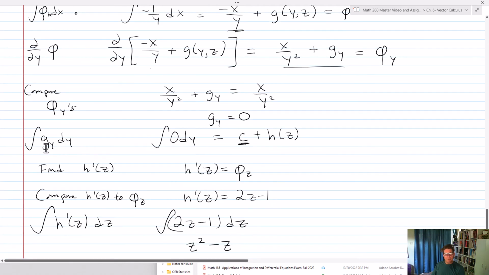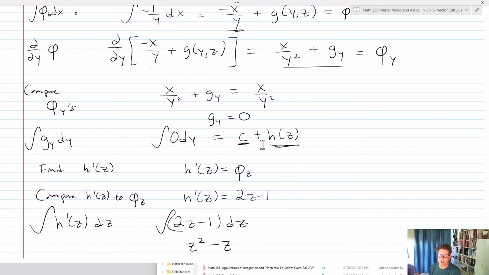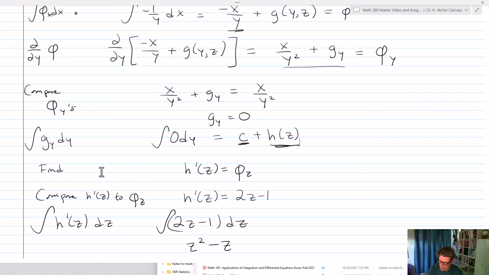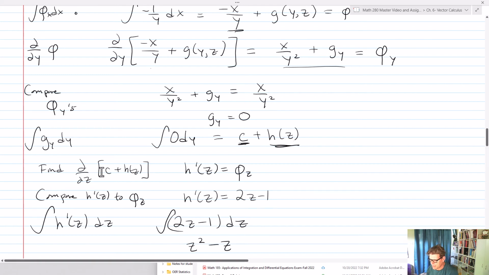Then I take the integral with respect to y of my g of y, so that's the integral of 0 dy, and that gave me a constant. Plus, don't forget, you're going to have a function of just z in there. That function of just z is important because we're going to need to retrieve it too. We take the derivative of the whole thing with respect to z, of c plus h of z, and that gives me h prime of z equals phi of z. So h prime of z equals 2z minus 1.